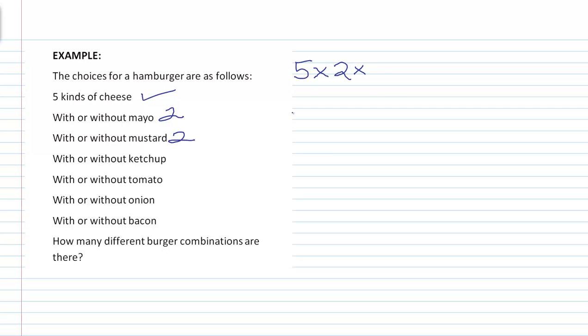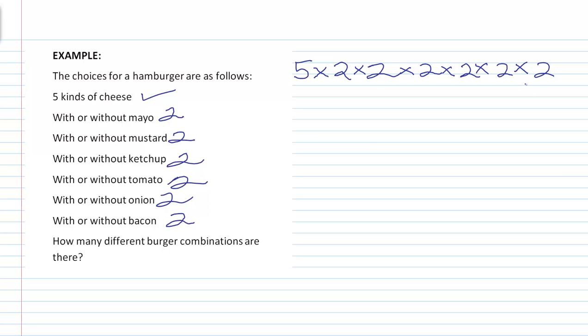With or without mustard, that's 2 choices. With or without ketchup, that's 2 choices. With or without tomato, again, 2 choices. With or without onion, 2 choices. And with or without bacon, 2 choices.